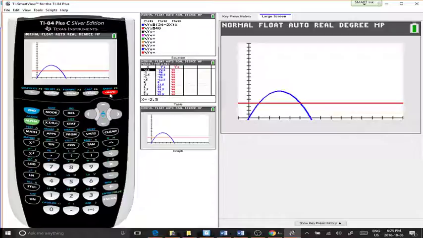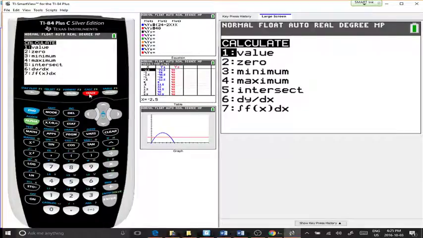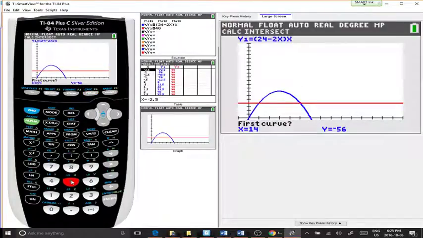So to find out those intersection points, again, we go second calc, option 5. And what I'm going to do is use a smaller value here. Get close to that first point. Enter, enter, enter. And we get the point 2 and 40. So 2 works.